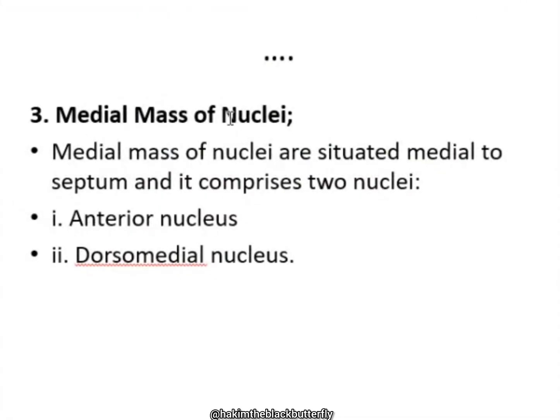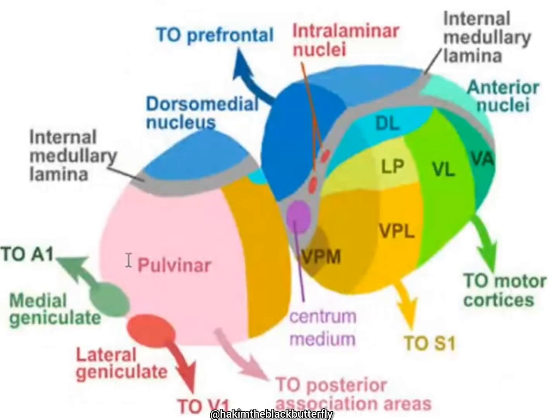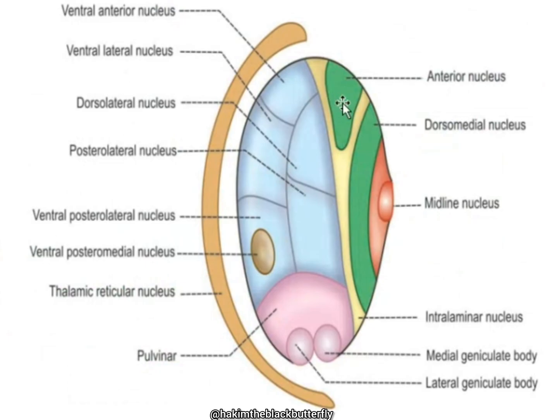The medial mass of nuclei is on the medial aspect of the lamina. It has specifically two nuclei, the anterior nucleus and the dorsomedial nucleus. And when you look at them, it's here. Because they are medial to the lamina, these two are the medial group of nuclei. These are the midline. Then these are the medial, the anterior nucleus and the dorsomedial, because they are medial to this lamina.